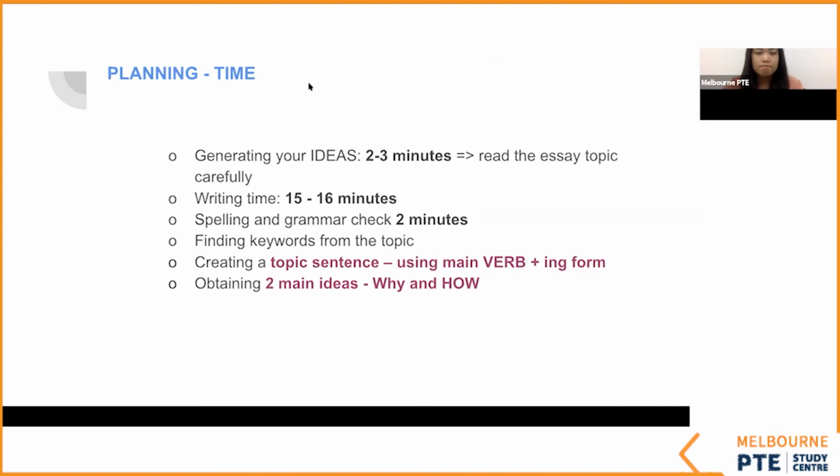The next one, finding the keywords from the topic. I will show you how to find the keywords from the topic, right? How to create the topic sentence? I need you to remember this. For each essay, you only need to obtain 2 main ideas. Only 2 main ideas for one essay. You don't need to give me 3, 4 ideas. No, only 2 main ideas. That's all. And you need to ask the questions why and how. Okay? So these are the things you guys need to remember.